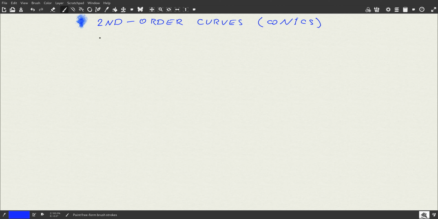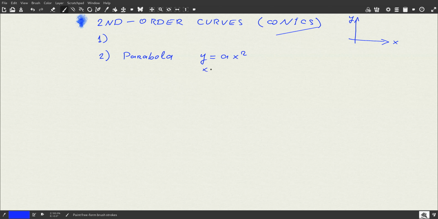So which second order curves do you know? Parabola. Okay, parabola. I put it as a number 2 because there is even a more simple one. So parabola in the xy plane would, for example, be, although not necessarily, y equals a times x squared. Or it could be the other way around: x equals a times y squared, right?